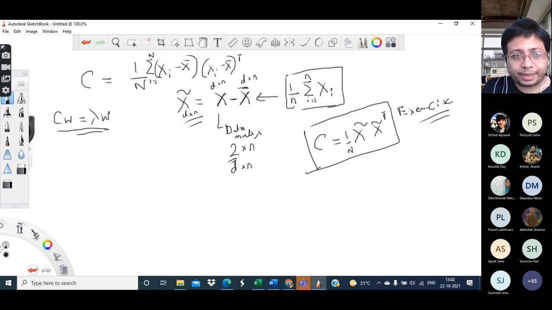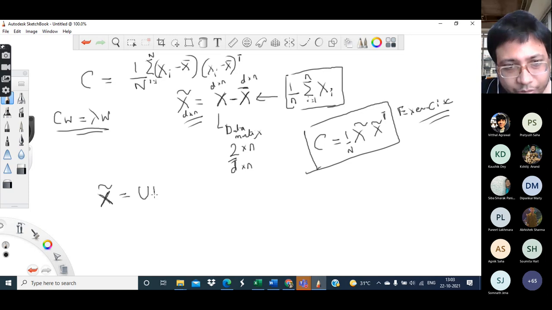Now what I am interested in is finding the eigenvalues and eigenvectors of C. So how to get that? For that, let us consider x tilde as the data matrix. Since this is a d cross n matrix, but since it is any matrix, I can always decompose it in this way. Let me say U D V transpose in the usual way.